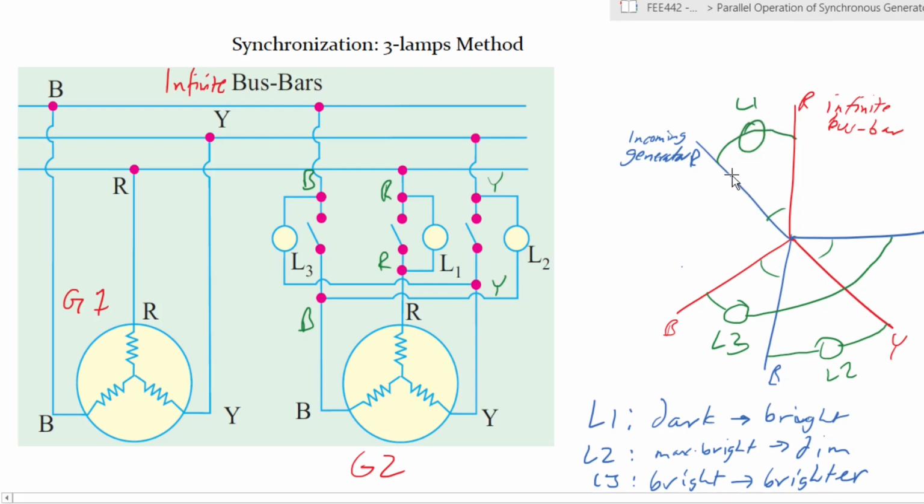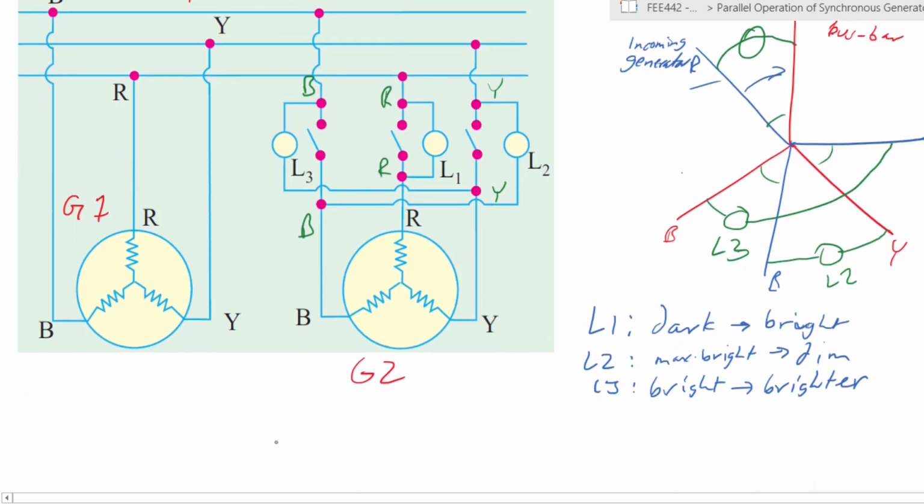So the idea would be to match them such that there is no phase angle between them. All right, you would want to match them at the point whereby they have rotated, and the red in the incomer is matching the red at the infinite bus bar. And at that point, when it has reached, of course, you will find that lamp number 1 will go off, and then lamps 3 and 2 will be fully bright at the same brightness. Okay, so at the moment of synchronization, lamp 1 is off, and lamp 2 and 3 are at the same brightness.